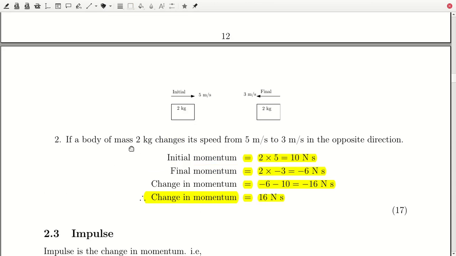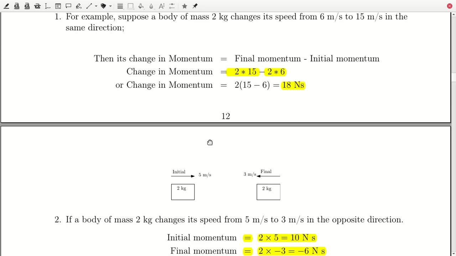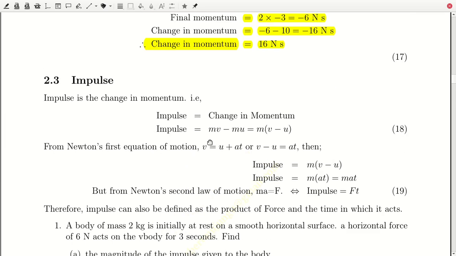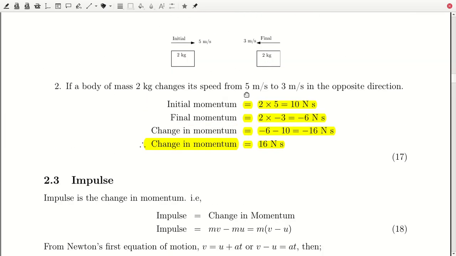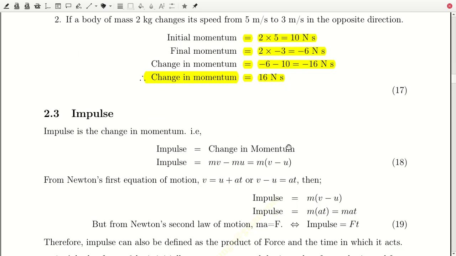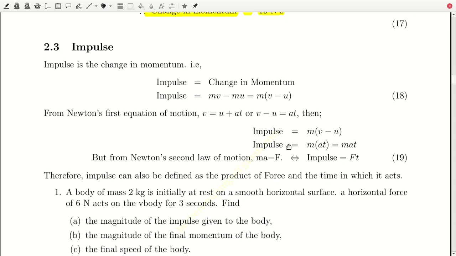Impulse, we have already defined as simply the change in momentum. So you can use what we have got here, for example, 16 newton seconds is the same as the impulse. So impulse simply is equivalent to the change in momentum.